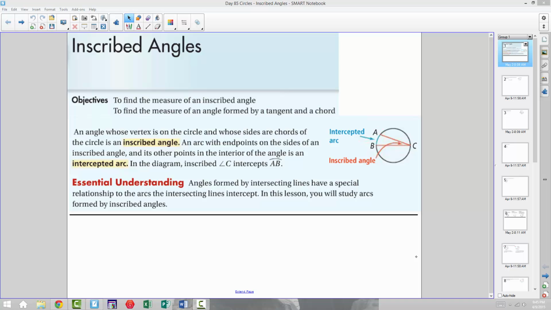So in the diagram I have inscribed angle C with intercepted arc AB. You have to understand that angles formed by intersecting lines have a special relationship to the arcs the intersecting lines intercept. In this video, we are going to study arcs formed by inscribed angles. Inscribed angles are not the central angle, and there is a relationship between the inscribed angle and the intercepted arc measure. We're going to see that in this video.